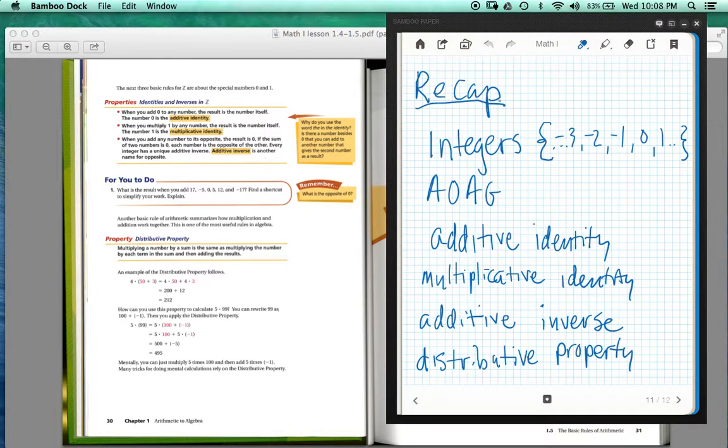So just to recap, we talked about integers, which are 0, 1, 2, 3 to infinity, also your negatives. Any order, any grouping, meaning you can add 3 plus 5 or 5 plus 3. It's going to give you the same thing. We have additive identity, multiplicative identity, additive inverse, and the distributive property. And these are all basics that we can use to add, subtract, multiply, and divide.